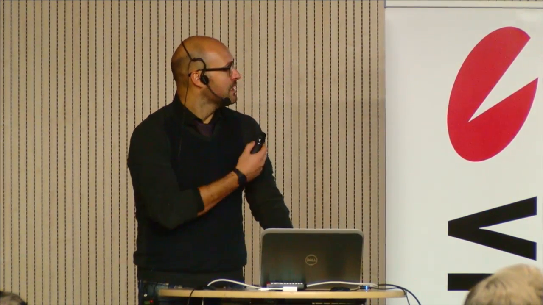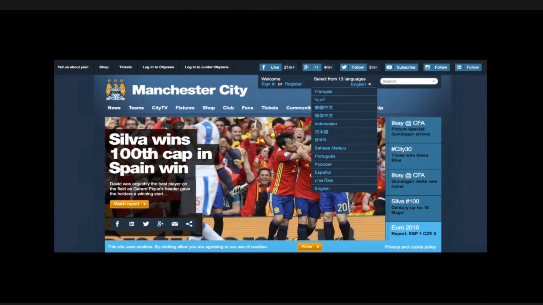Now I want to show you this. This is the Manchester City website. As we can see, we have 13 different languages there. And most interesting, we have even Arabic there. Why interesting? Because Arabic should be right to left. So we are expecting to have a sort of screen mirroring. It's true.